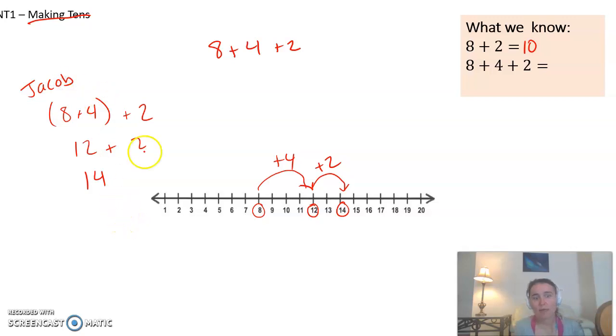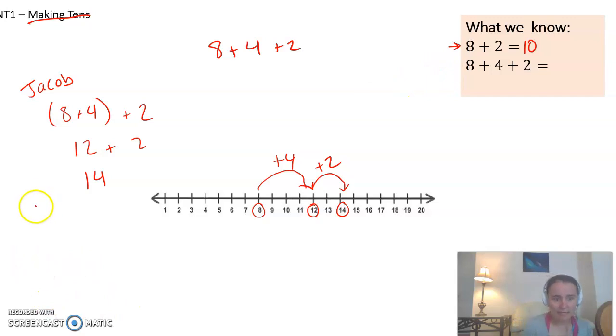Let's say Jacob says this, then I might ask, did anybody do anything different? Let's say nobody says that they did anything different, which could totally happen. Then I might say, okay, well, I wonder, I know that adding 10 to numbers makes it really easy to do addition, so I wonder, knowing what I know about 8 plus 2, that 8 plus 2 is 10, could I use this somehow to make this problem easier?